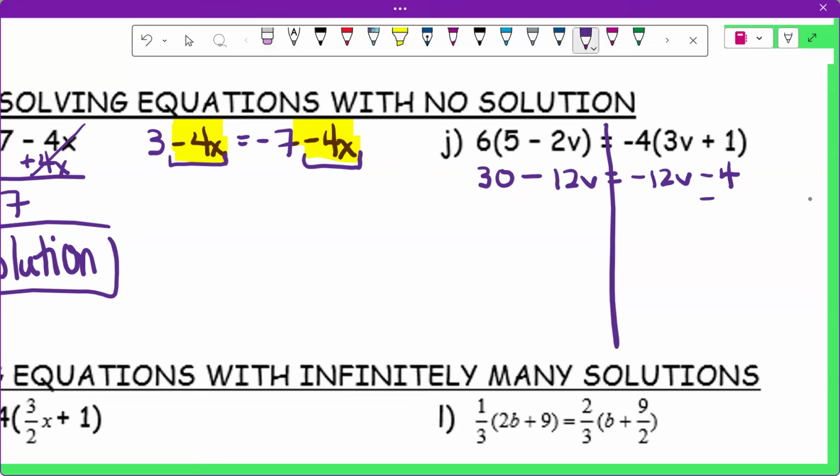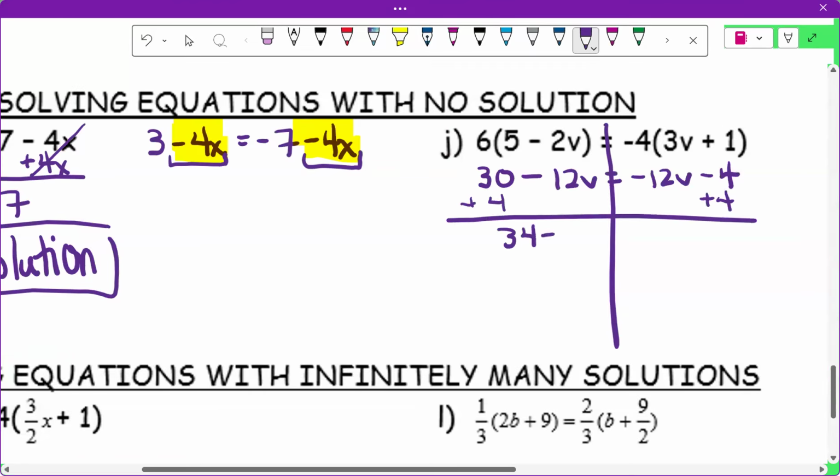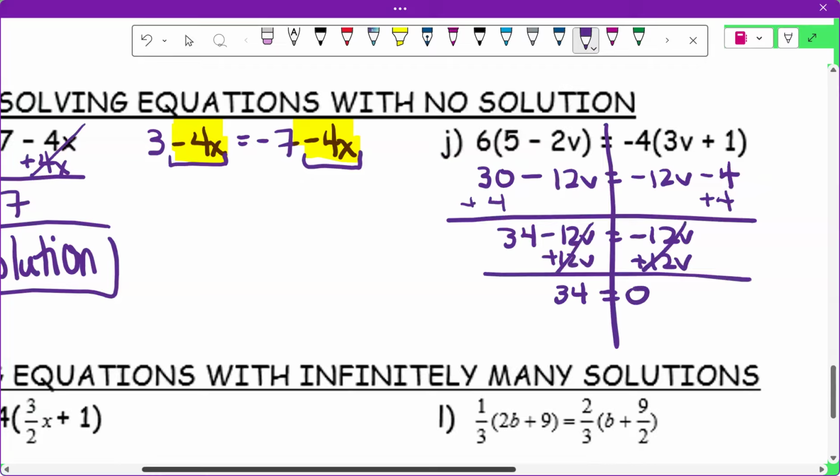Let's say I add the 4 to both sides. So we have 34 minus 12v equals negative 12v. I would still have to collect variable terms on each side. These cancel out, and we end up with 34 equals 0. Does it? It doesn't. No solution.